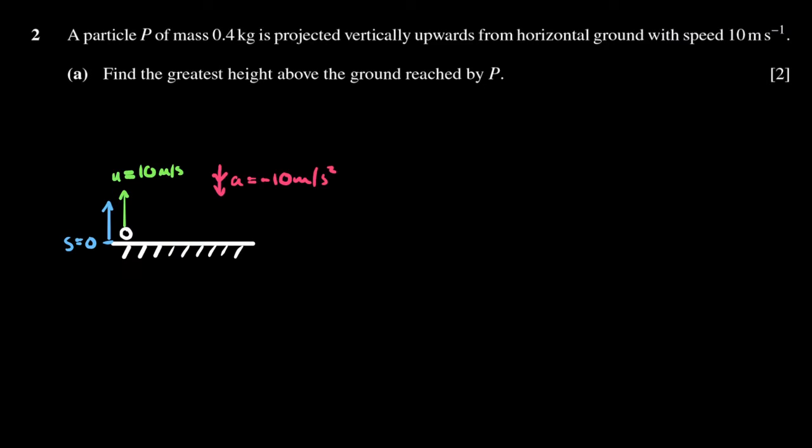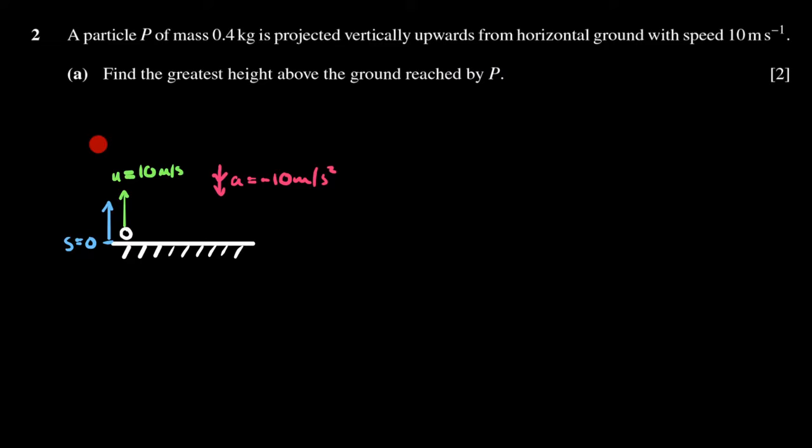Okay, so we're in question 2. Here we've got a particle of mass 0.4 kilograms projected vertically upwards from horizontal ground with speed 10 meters per second. We want to find the greatest height above the ground. Okay, well, I've given a diagram, even though it seems a bit redundant. So displacement I'm taking from the ground, so that's s is equal to 0.